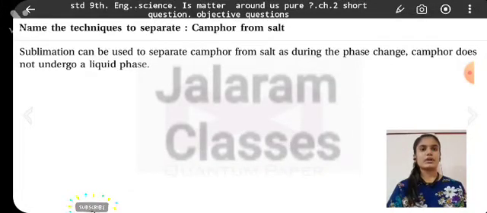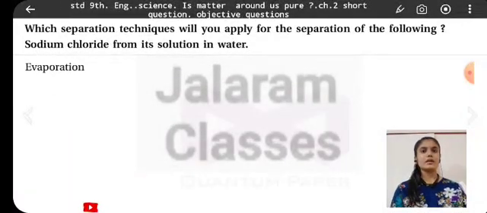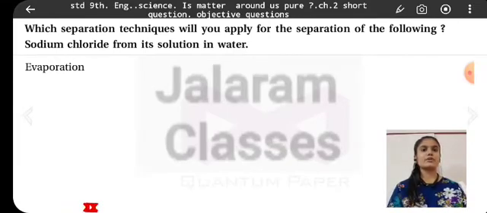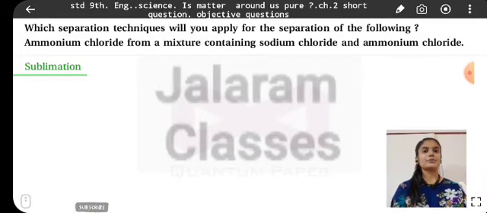Camphor from salt. Sublimation can be used to separate camphor from salt, as during the phase change camphor does not undergo into liquid phase. Which separation techniques will you apply for the separation of the following? Sodium chloride from its solution in water. Evaporation. Which separation techniques will you apply for the separation of the following? Ammonium chloride from a mixture containing sodium chloride and ammonium chloride. Sublimation.